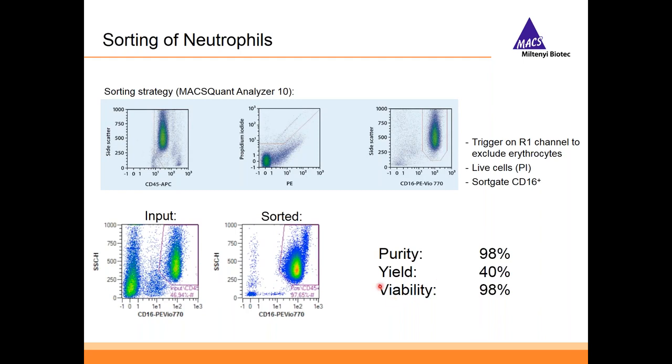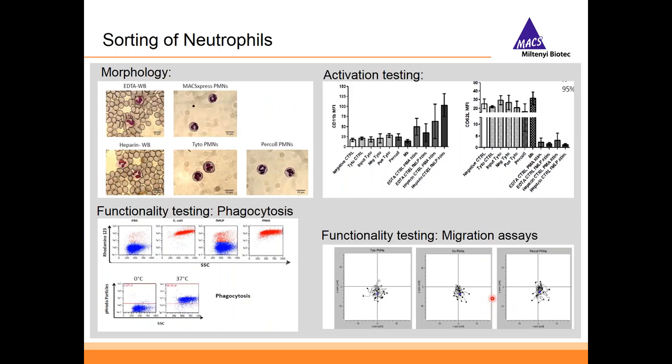So you can see the sorting strategy, which was used to isolate the CD16 positive neutrophils here. You can see here the input, and in the end, after the sorted fraction, again, we have a nice purity of 98% and also a nice viability. But of course, we were interested in whether these cells were activated during the sorting process or whether we could still activate them after the sorting process as well.